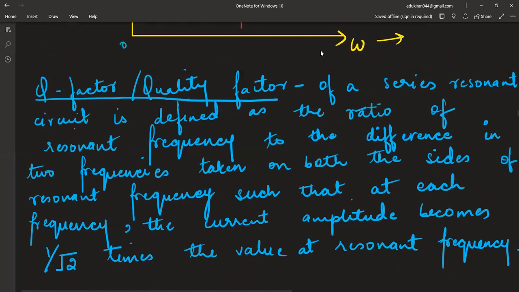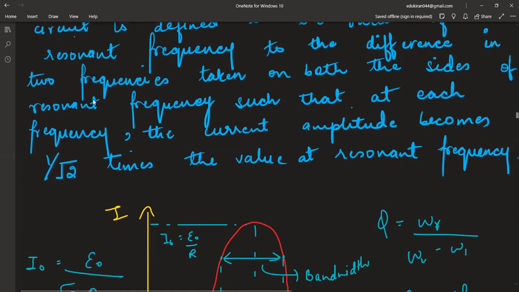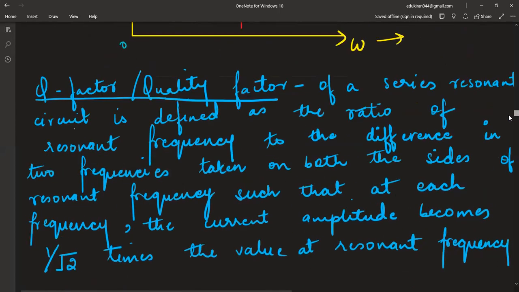Quality factor or Q factor of a series resonant circuit is defined as the ratio of, now look, resonant frequency, firstly. Clear? Ratio of resonant frequency to what? To the difference in two frequencies, these two, taken on both sides of resonant frequency, in the denominator, such that at each frequency, current amplitude becomes 1 by root 2 times the value at resonance. That's it. All right, class.